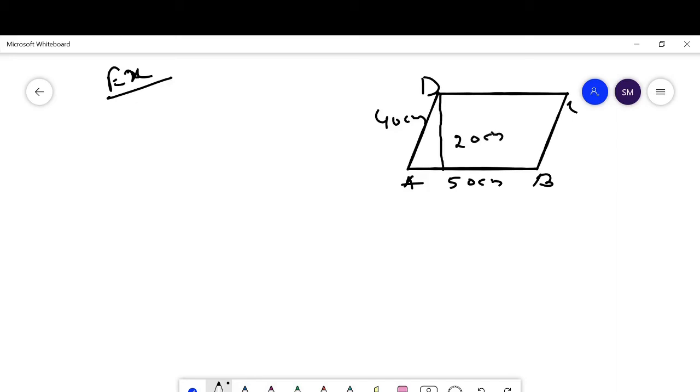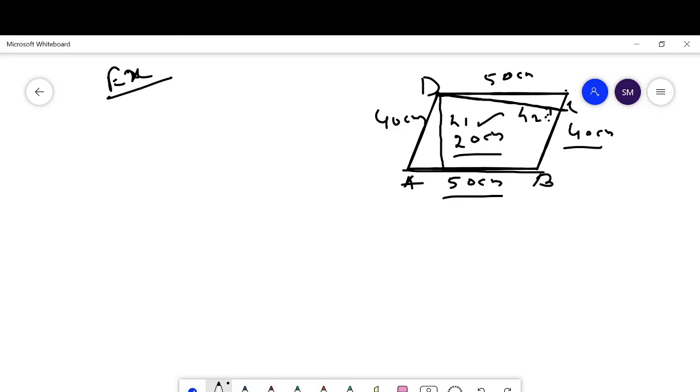Then we have to find the altitude corresponding to the other pair. Means we have to find this altitude. This is 40 centimeter. This is 50 centimeter. Suppose this is H1. Height 1 is 20 centimeter and we have to find height 2, the altitude to the other base. The 50 centimeter base has the height of length 20 centimeter, and the other side is 40 centimeter, then we have to find this altitude h2.